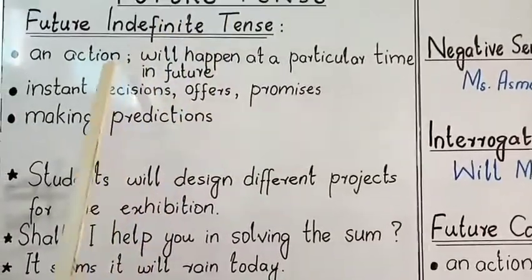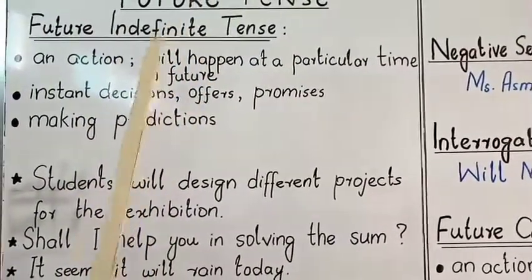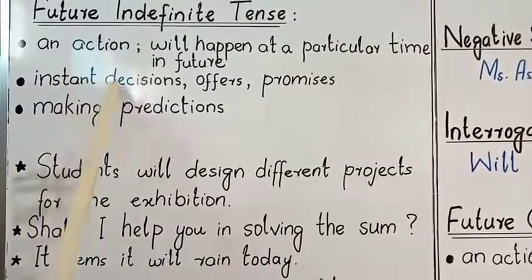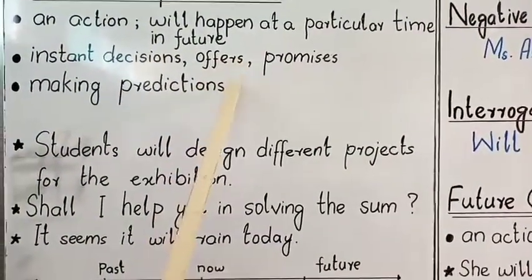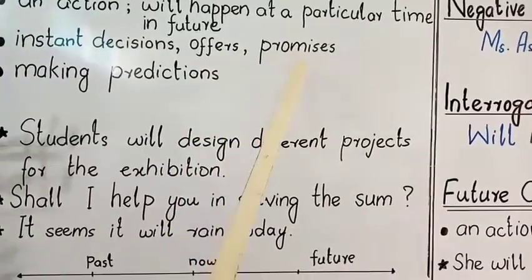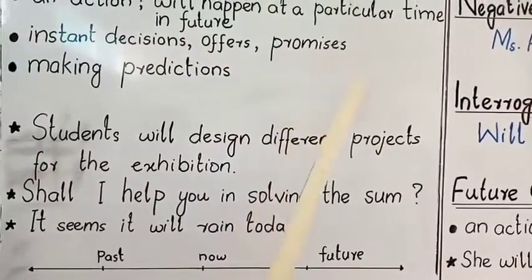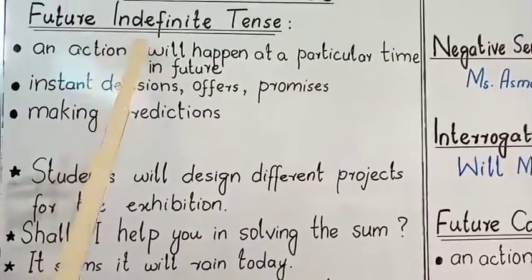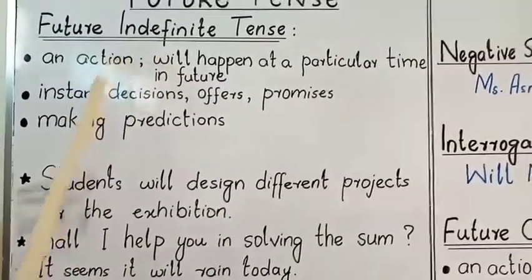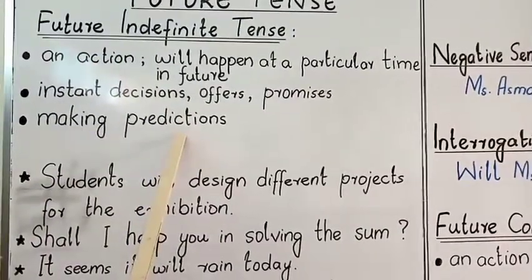Future indefinite tense also talks about when you take a decision instantly, or when you offer something, or when you promise somebody for something. So we also use future indefinite tense. And we use future indefinite tense to make predictions.